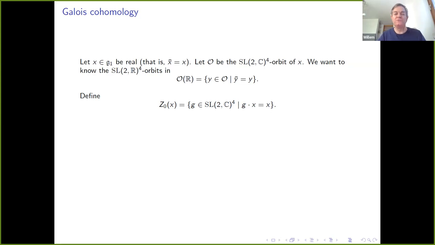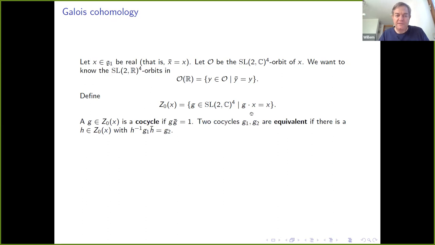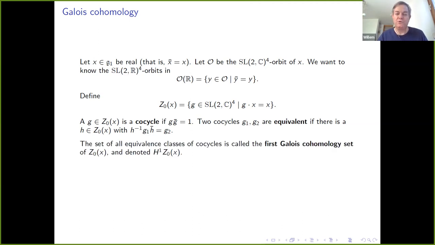And to use this with Galois cohomology, what you do is you define the centralizer or the stabilizer of X. So this is the complex stabilizer. And then you define the first cohomology set. So an element in this G naught X is a cocycle if G times its complex conjugate is the identity. So those are cocycles. And two cocycles G1 and G2 are equivalent if there is an H with this property: H inverse times G1 times the conjugate of H is G2. So that's an equivalence relation. And the set of equivalence classes is called the first cohomology set and is denoted by H1 of Z0 X. So that's the H1.